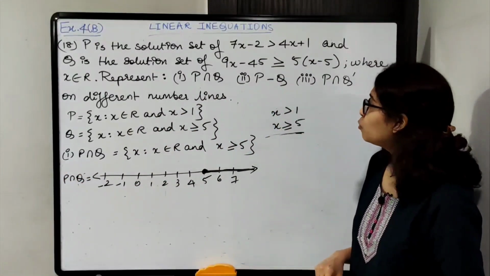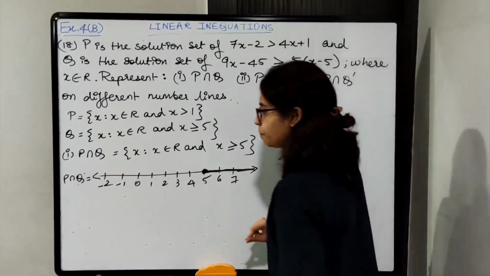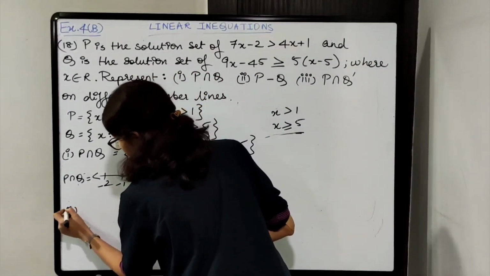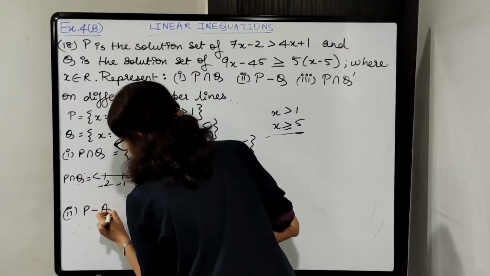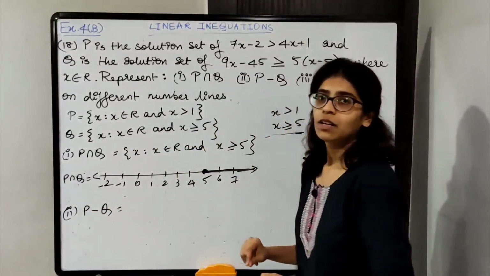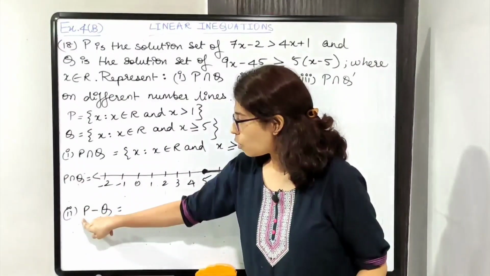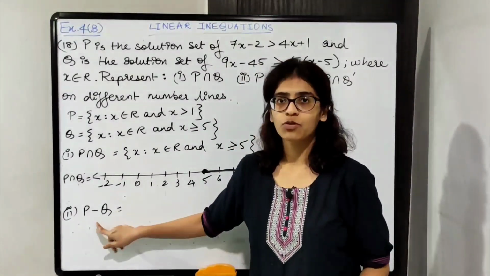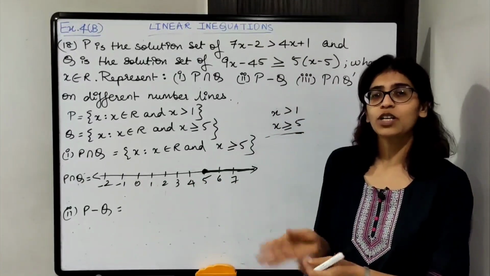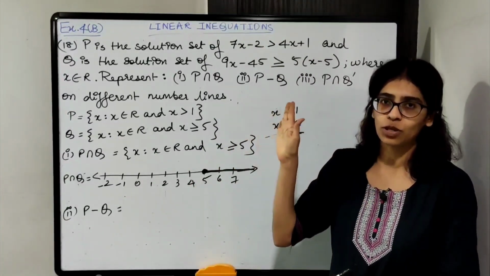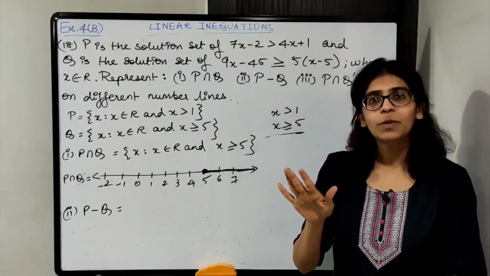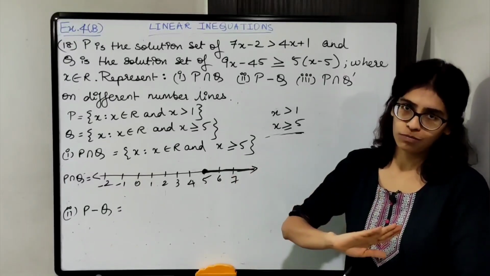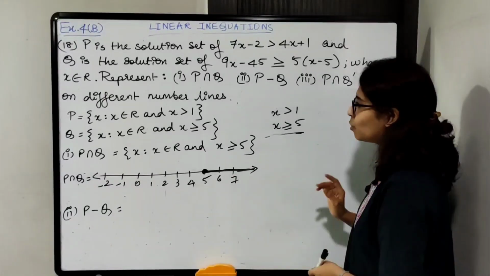Okay, now moving on to the second part, P minus Q. P minus Q क्या होगा? P minus Q है, so elements of P will be included but they should not be there in Q. So P and Q का जो भी common है, okay, Q का basically जो भी elements है वो minus हो जाएगा. All the elements of P minus all the elements of Q. Simple.